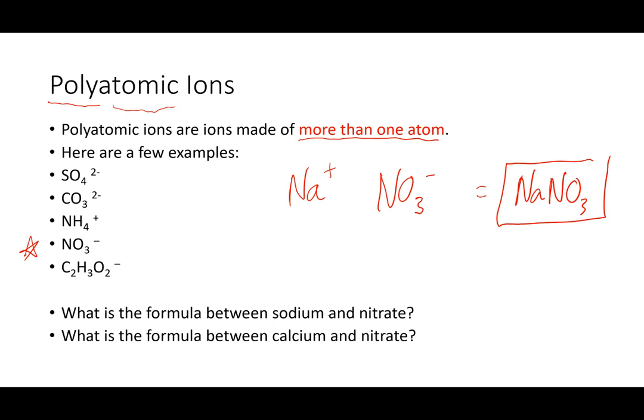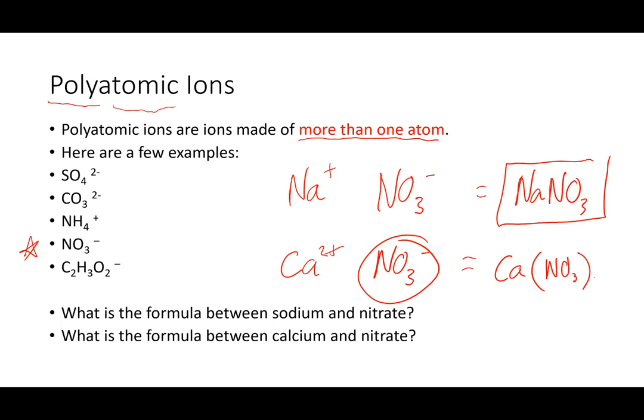The formula between calcium and nitrate is pretty simple as well. Calcium has a 2+ charge. As we know, it's from group 2. Nitrate is NO3- again. So how many of each of these would we need? We would need 2 of the nitrates. And the way that you write that is a little bit trickier, but it should make sense. So Ca(NO3)2.